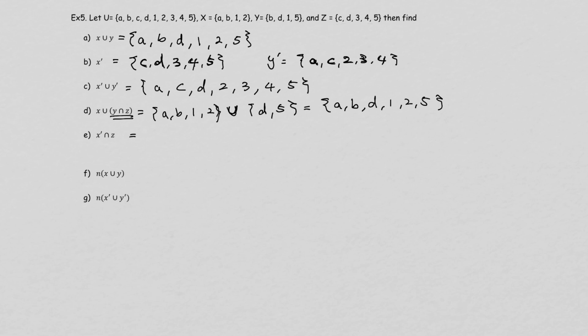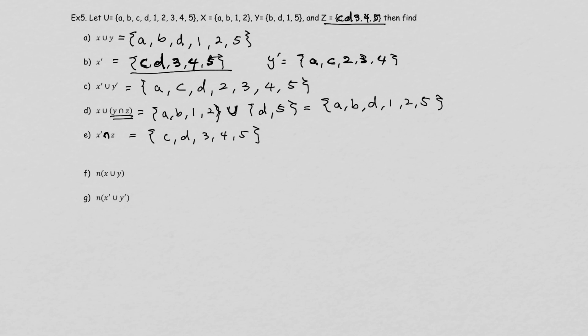Now, X complement intersection Z. You have X complement right here, and you have Z right there. Intersection means that you're looking for what is common between those two sets. So the common elements are C and D, and 3 and 4, and 5 even, right? 4 and 5. So that will be your intersection: C, D, and 3, 4, and 5.